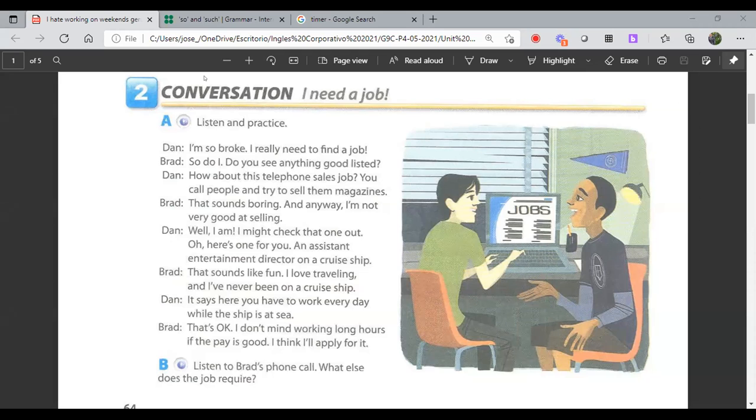I'm so broke. I really need to find a job. So do I. Do you see anything good listed? How about this telephone sales job? You call people and try to sell them magazines? That sounds boring. And anyway, I'm not very good at selling. Well, I am. I might check that one out. Oh, here's one for you. An assistant entertainment director on a cruise ship. That sounds like fun. I love traveling, and I've never been on a cruise ship. It says here you have to work every day while the ship is at sea. That's okay. I don't mind working long hours if the pay is good. I think I'll apply for it.